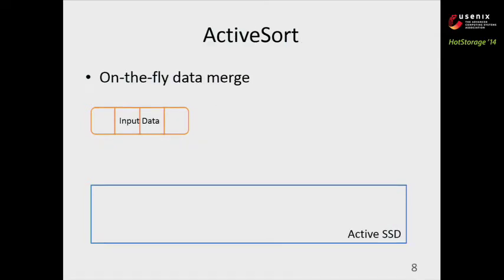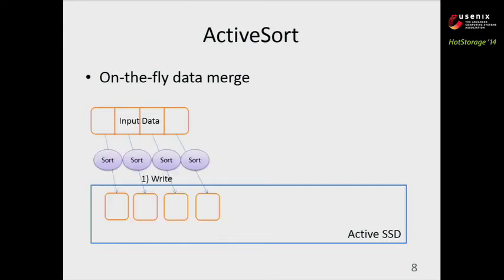To reduce the amount of I/O, we modified the process of external sorting using on-the-fly data merging. We call this process active sort. The first phase to generate partially sorted chunks of data is the same as traditional external sorting.